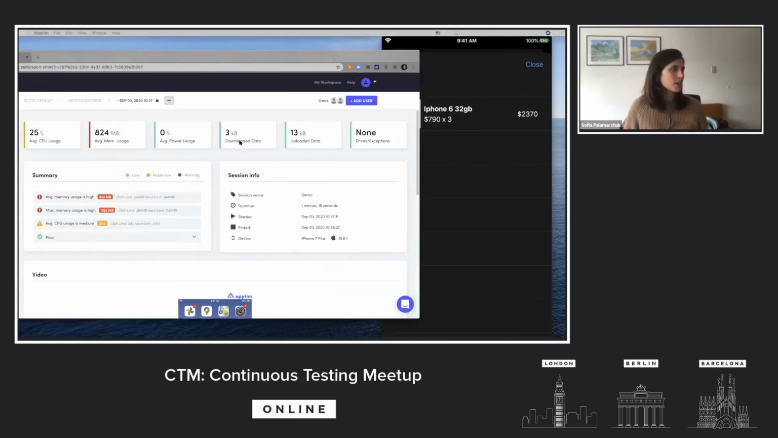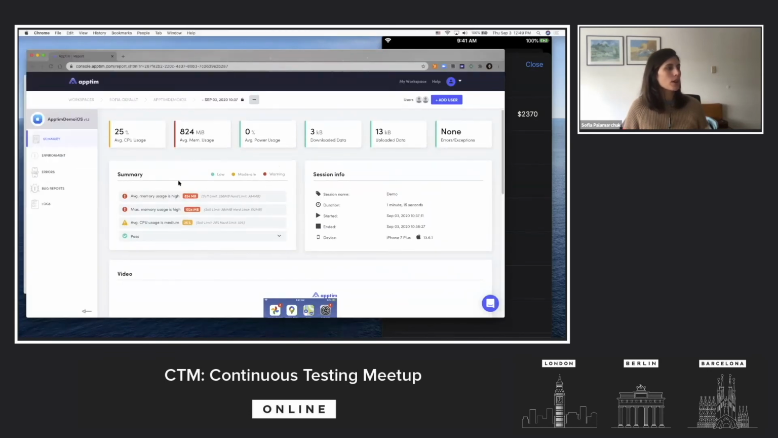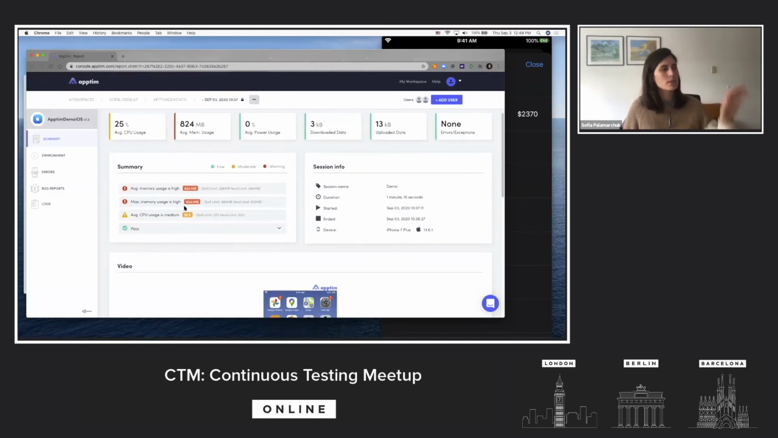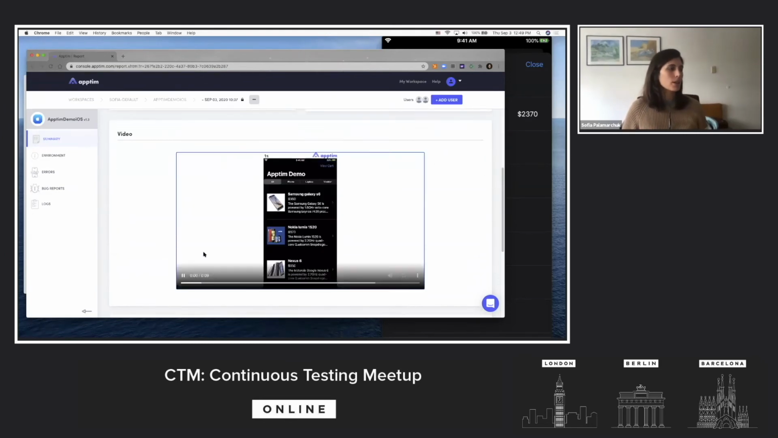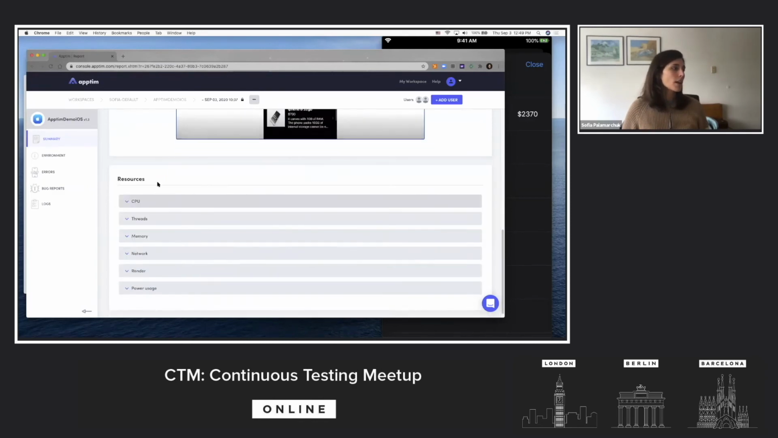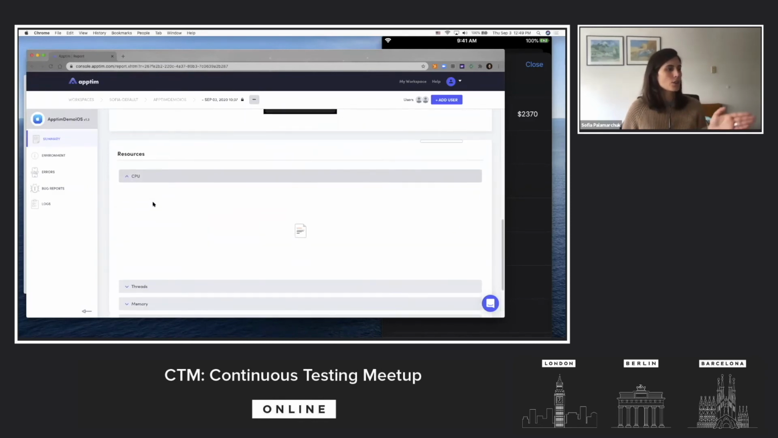That basically this report shows me, okay, what's your average CPU usage, memory, power, all the data that was being sent and downloaded. It shows me some warnings of things that I should look at. In this case, the app was using a lot of memory. So I can actually get to see and replay the test. And then I get all the information from each of the areas that we analyze.